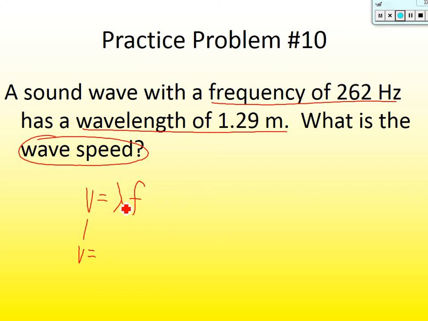What is this funny looking symbol? This upside down y? Wavelength. What was it? 1.29 meters. So 1.29 goes there. Make sure you're in meters, and we are. And frequency. What's the frequency? Did it give it? 262 hertz. 262 goes in there. Now, if you times those two numbers together, does that tell you how fast the wave's going? Yeah. It does. 337.